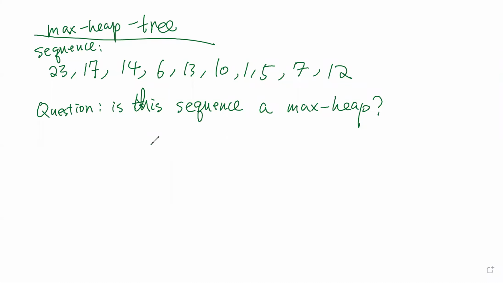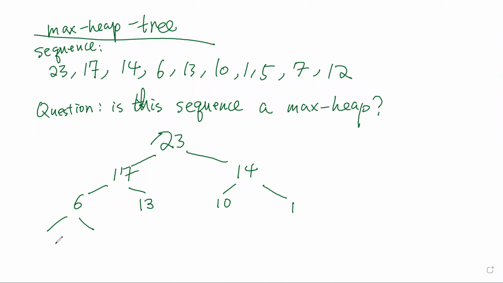So 23 would be the root. And then 17 would be the left child and 14 the right child. 6 would be 17's left child and 13 would be 17's right child. And then 10 and 1, then 5 and 7, and then 12 on 13.